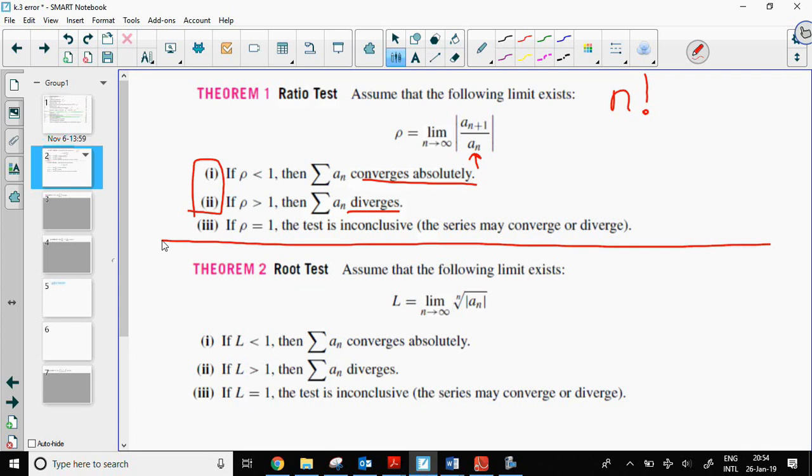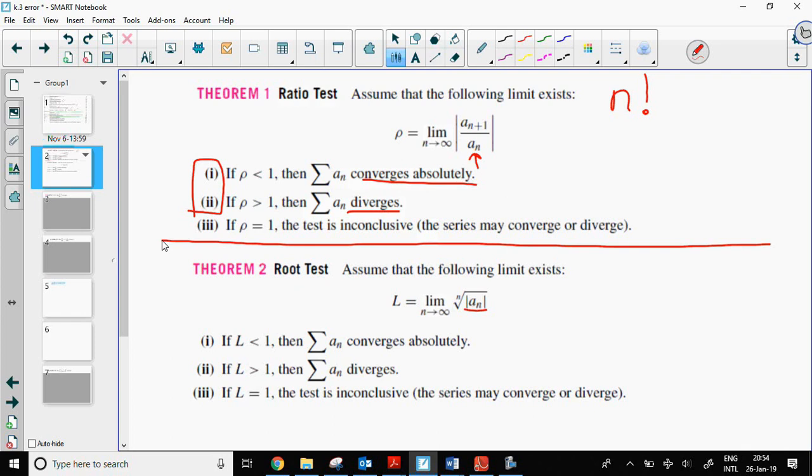Trouble happens when we get the limit being equal to 1. The test is inconclusive. We don't know whether the series converges or diverges. We'd have to try something else. And we can just look at the root test down below. In that, we're going to take the absolute value of the nth term of the sequence and take the nth root of it.